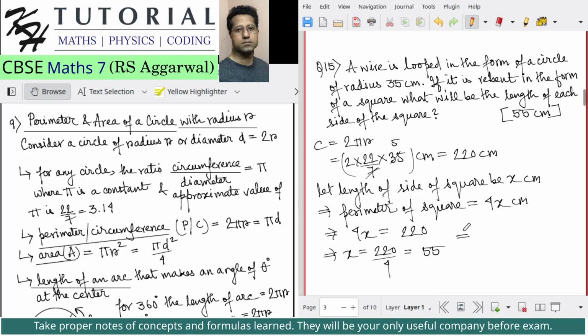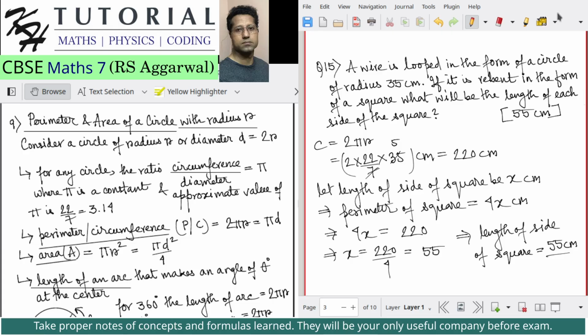So this implies that length of side of square is equal to 55 centimeter.